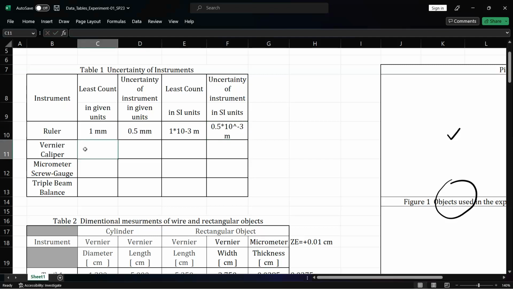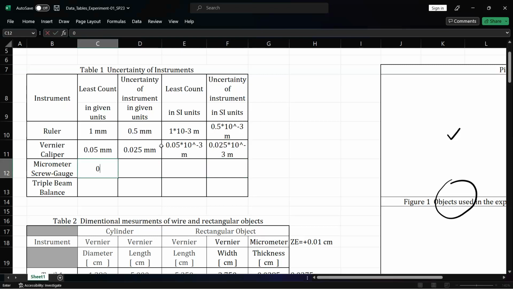And then the vernier caliper, which we use at the 0.05 millimeter level, half of that is 0.25 millimeter level. This is then multiplied by 10 to the negative 3, each of those numbers, right? 0.05 times 10 to the power minus 3 in meters, 0.025 times 10 to the power minus 3 in meters.